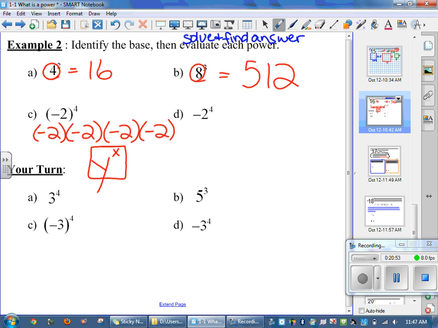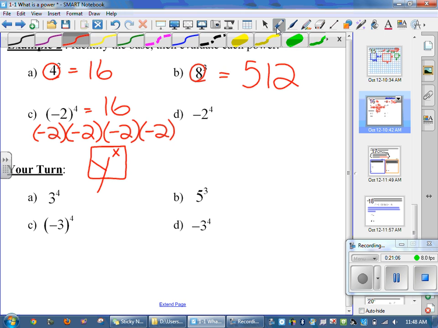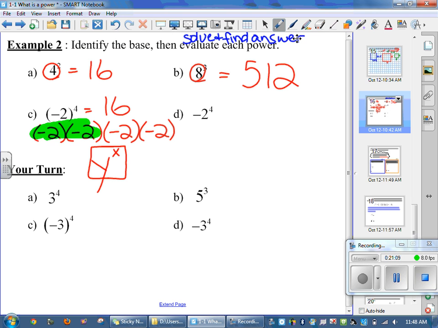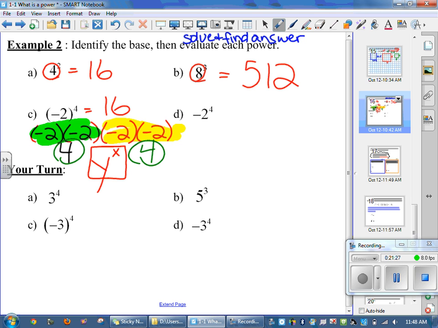Okay? Now, I can do this 2 different ways. I could group the numbers. I could group them like this. I know 2 times 2 is going to give me 4. And I also know that 2 times 2 over here is also going to give me 4. So now I'm going to have 4 times 4, which is how big? 16. So there's different ways you can do this without even having to use your calculator.